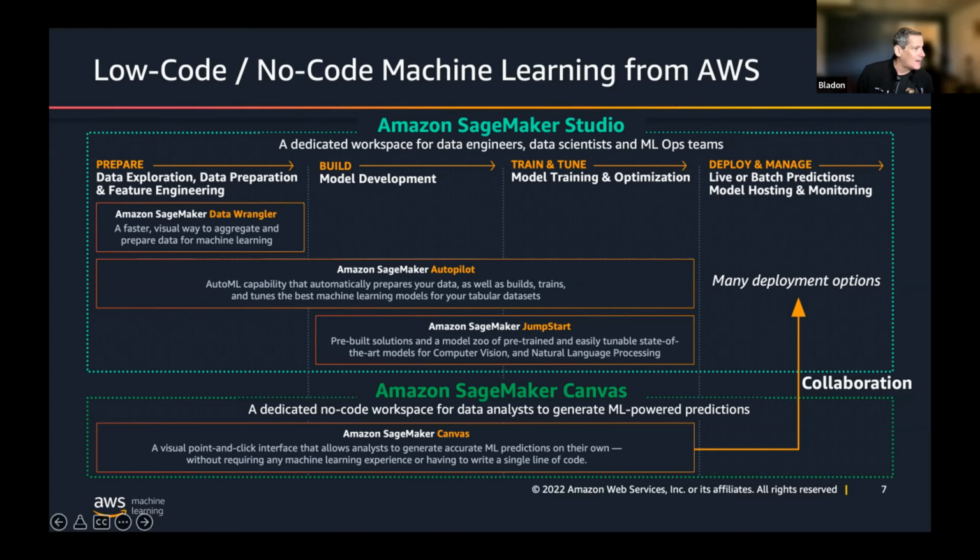The last one on the bottom here is the no-code machine learning capability called SageMaker Canvas. SageMaker Canvas expands access to machine learning models by providing business analysts, or people without coding skills, with a visual point-and-click interface. That allows them to generate machine learning predictions on their own without requiring any kind of machine learning expertise or having to write a line of code.